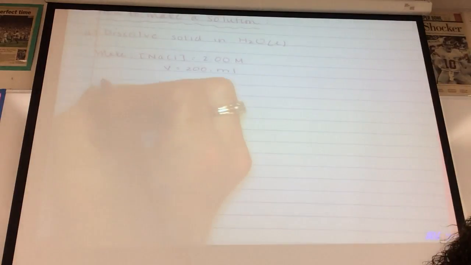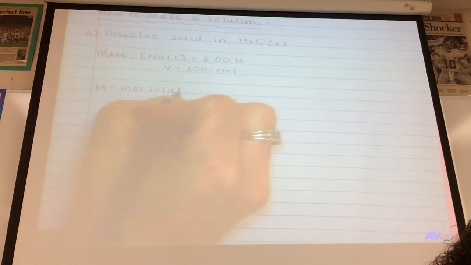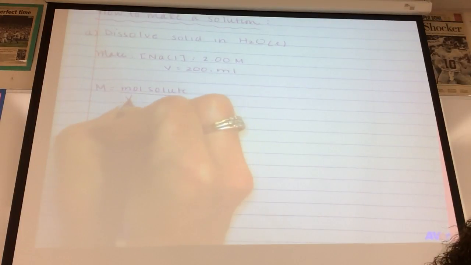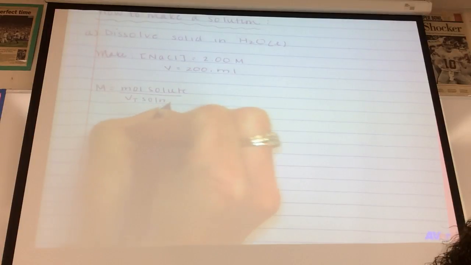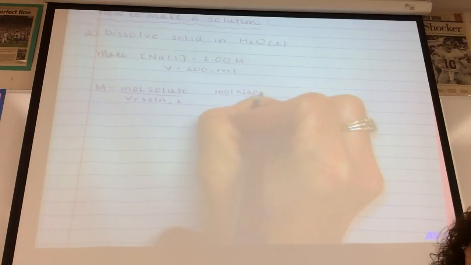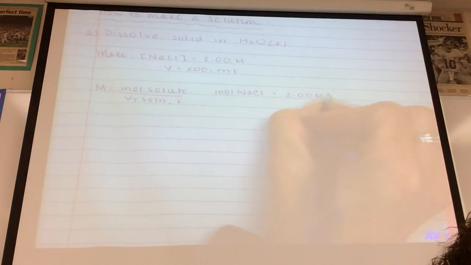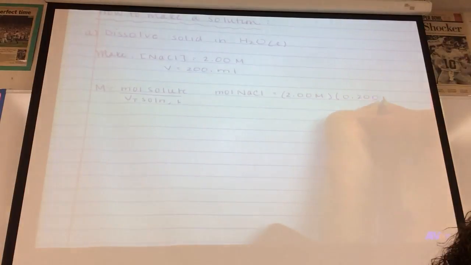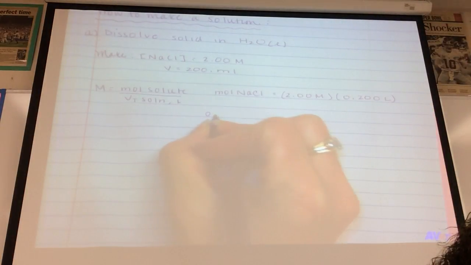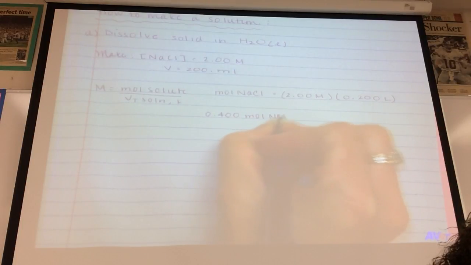Good. So we know that molarity is equal to moles of solute over the total volume of solution in liters. So the moles of sodium chloride is going to be 2 molar times 0.200 liters, and that's going to be 0.400 moles of sodium chloride.